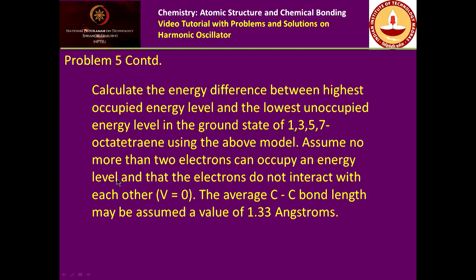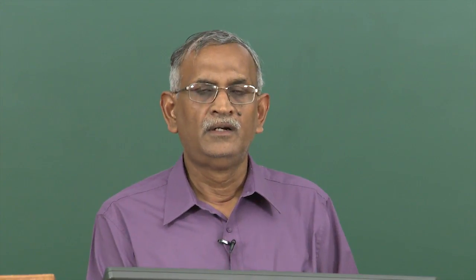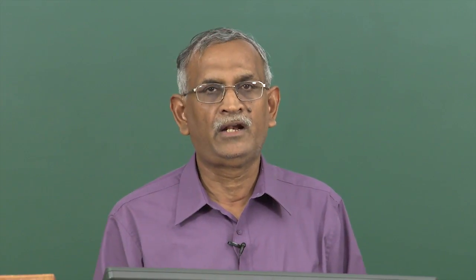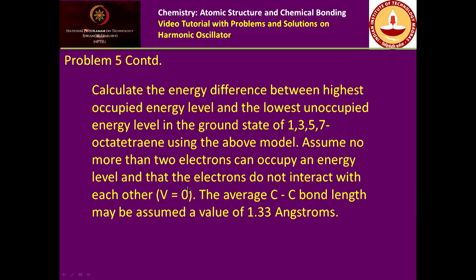Recall the Pauli principle that no 2 electrons will have all the quantum numbers identical. So, keep that in mind, that in any given energy level there are only 2 electrons, and that the electrons also do not interact with each other. Therefore, the potential inside the box is 0.